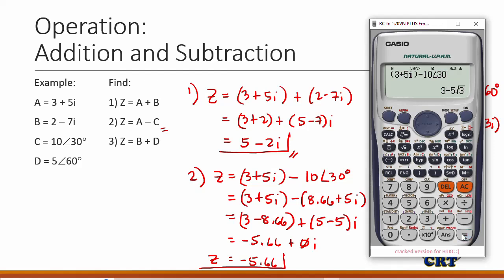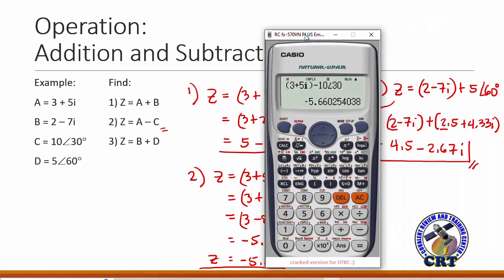So press equal sign. This will give you 3 minus 5 square root of 3, and this is all real part. You can press this button to make this in decimal form. So you have negative 5.66, equal to our previous answer. This is without the imaginary part. We already canceled it using the conventional method. Okay? So I hope you can explore your calculator using the mode function.